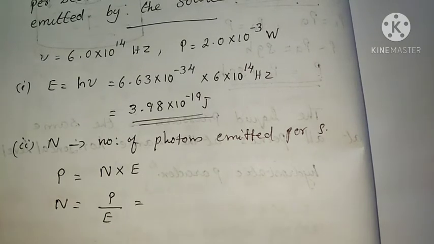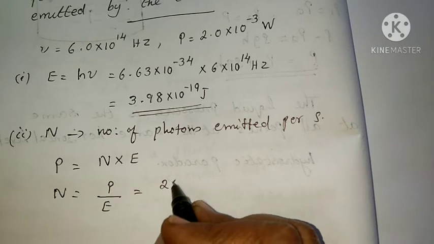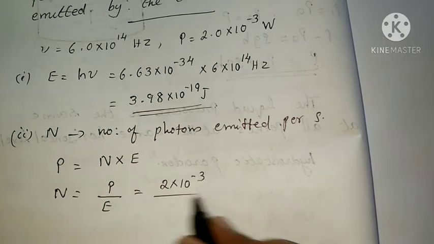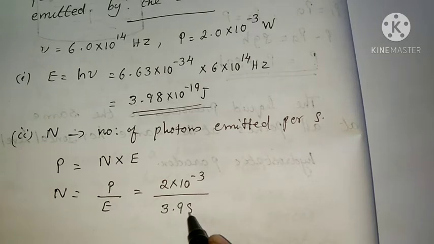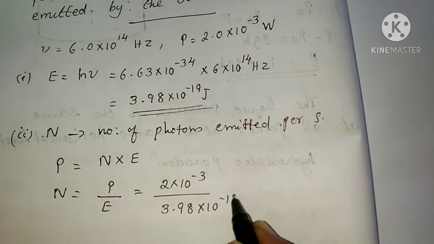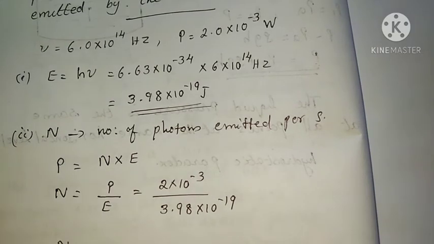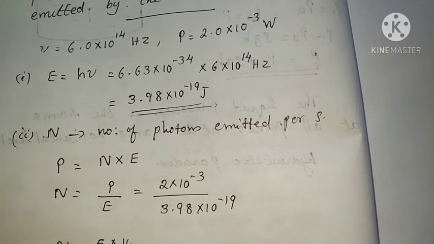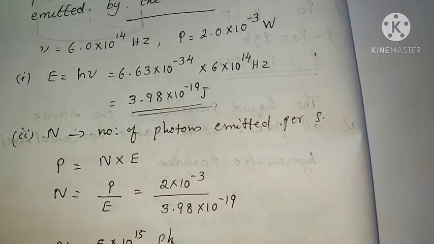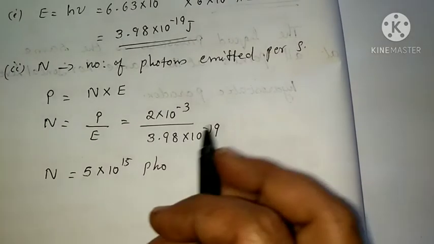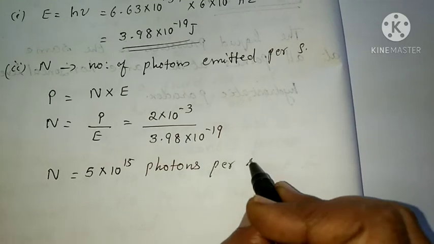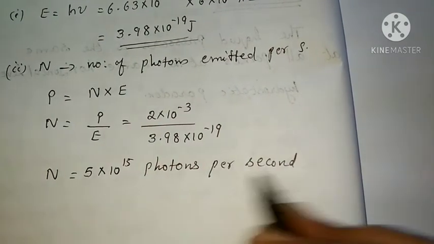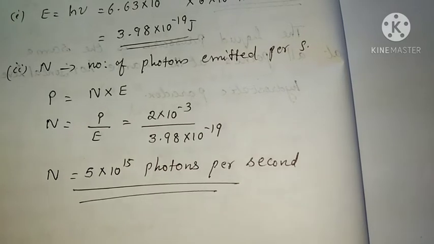Clear? So what is the power given here? That is 2 into 10 raised to minus 3 watt divided by, what is the energy we found out? That is 3.98 into 10 raised to minus 19. So you will get the answer, number of photons emitted per second is 5 into 10 raised to 15 photons per second. That is the answer. Clear? So this is the number of photons emitted per second.